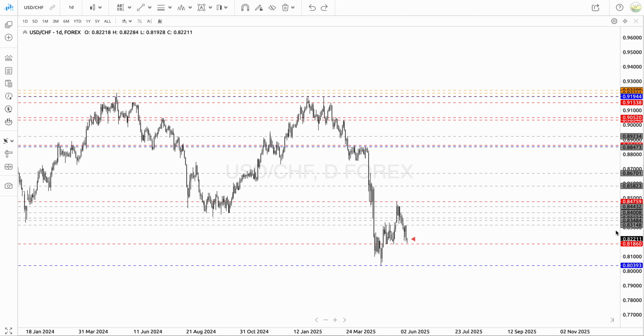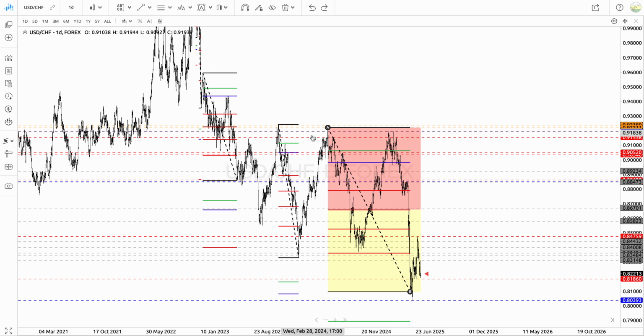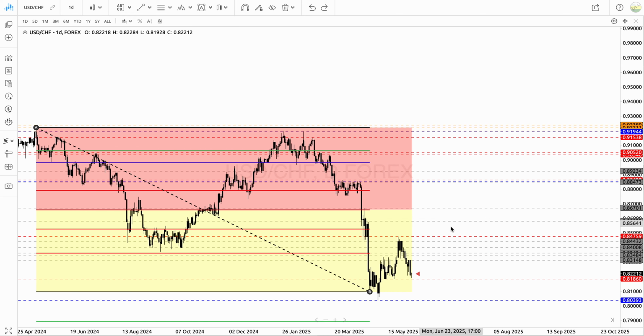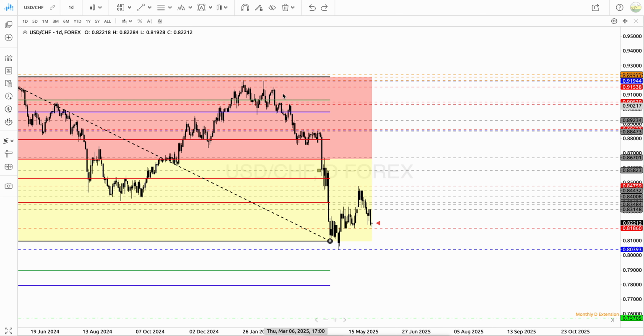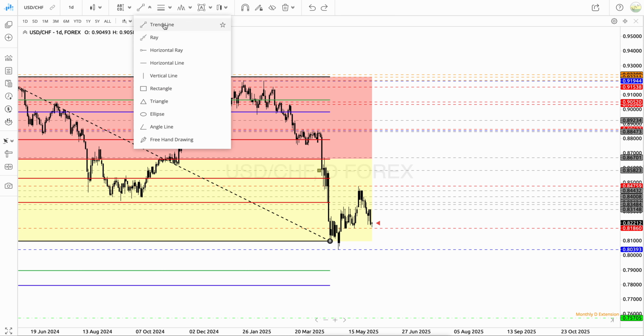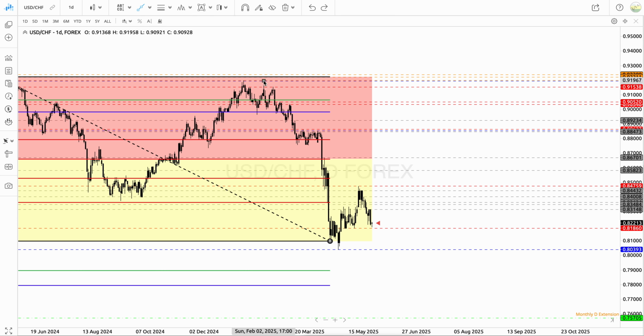So this was the current active fib, A, B, 786 pullback, right? It didn't take out this. So 786 pullback, the D extension sat just below daily support. And we hit that last month, right? And we formed a new low at the weekly level, and then we started moving to the upside. So I'm interested in looking at this to the upside. Why? Because we hit a D extension on a significantly high time frame.